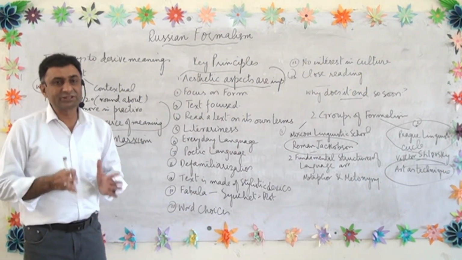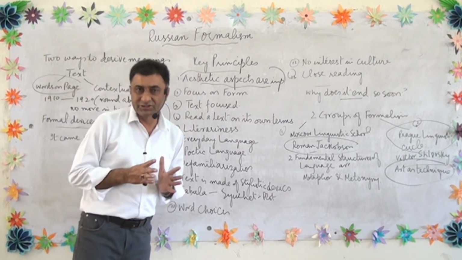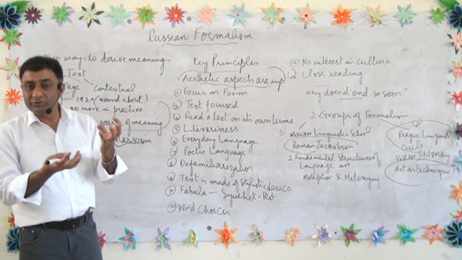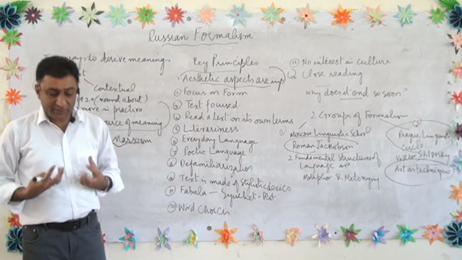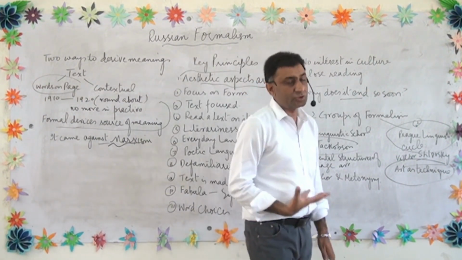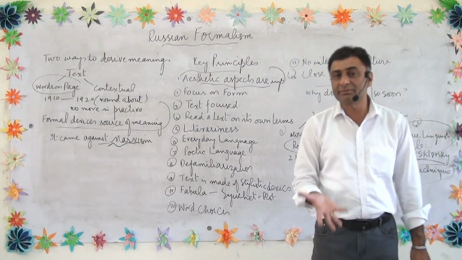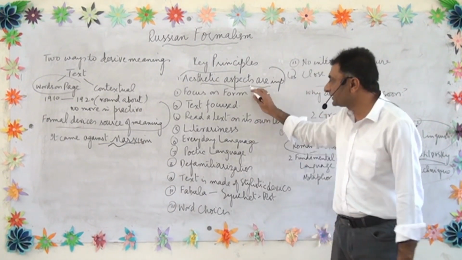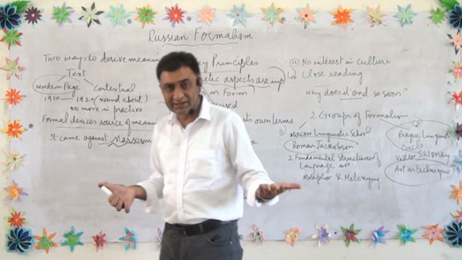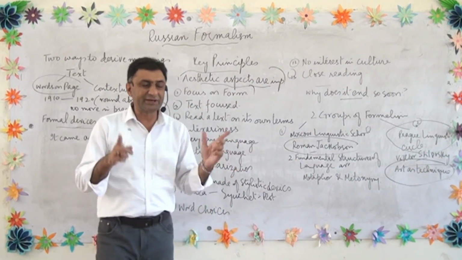So all these things are aesthetic devices. When we go through a piece of literature and we understand that form, then we enjoy aesthetic pleasure. And Russian formalists were of the view that aesthetic pleasure must not be ignored, it must be given preference. Then there is focus on form. One is form, other is content. Form means the written words, content means meaning.